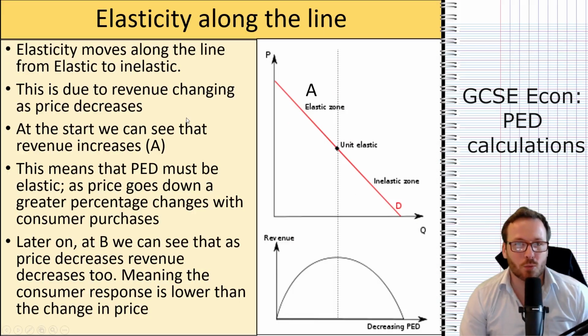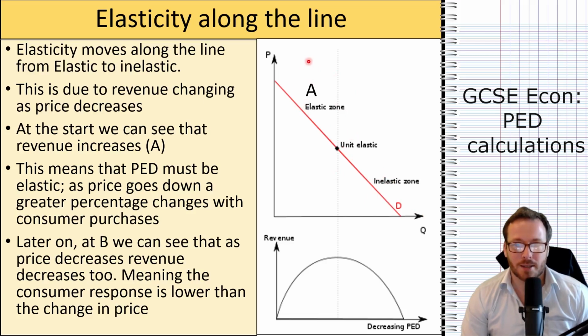So one thing that's really important to understand is elasticity along the line. Elasticity from this point to this point is going to be different from elasticity from this point to this point. So we need to calculate this using the equation and work it all out. We can see that this is the elastic zone and this is the inelastic zone of the line.